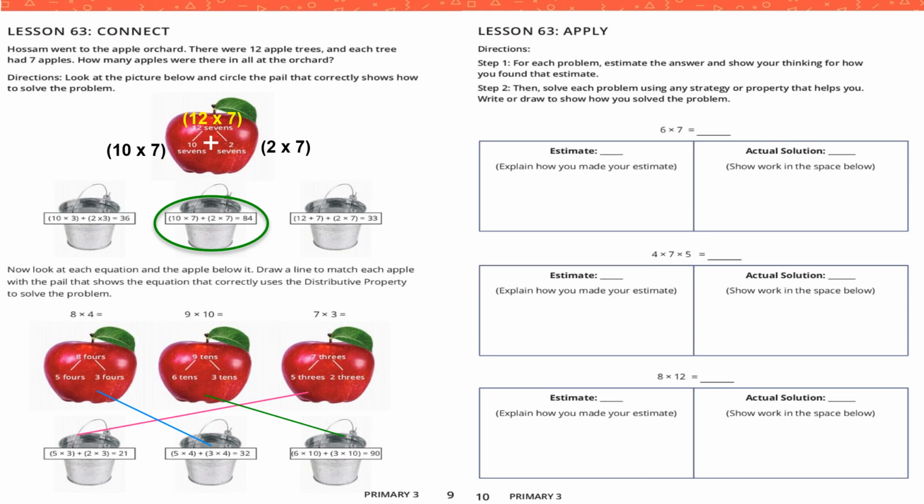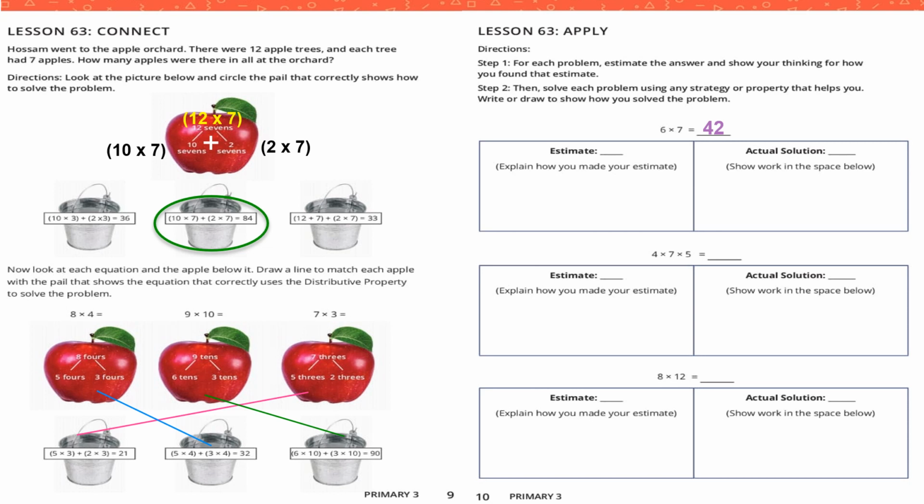Now let's move to the apply part. We have here some equations. He wants me to find the actual solution or an estimate, but I know the times tables, so I don't need to estimate. The first one, 6 times 7. 6 times 7 equals what? From table 6 or from table 7? 42. So the actual solution is 42.